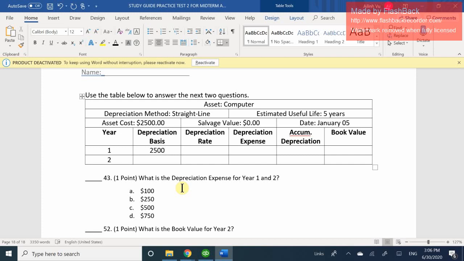And then to find out depreciation rate, 1 divided by 5. Good, which is 0.2. Okay. And depreciation expense? I got 500.